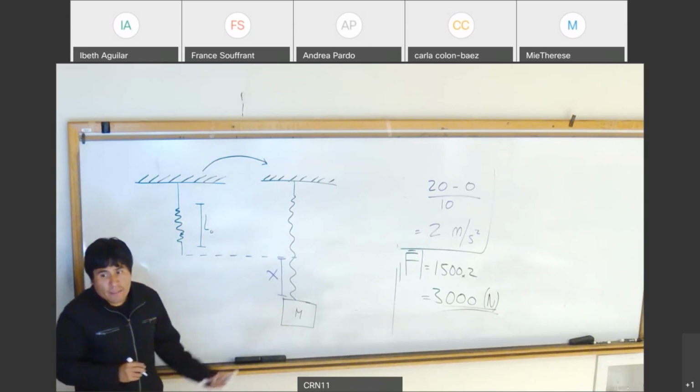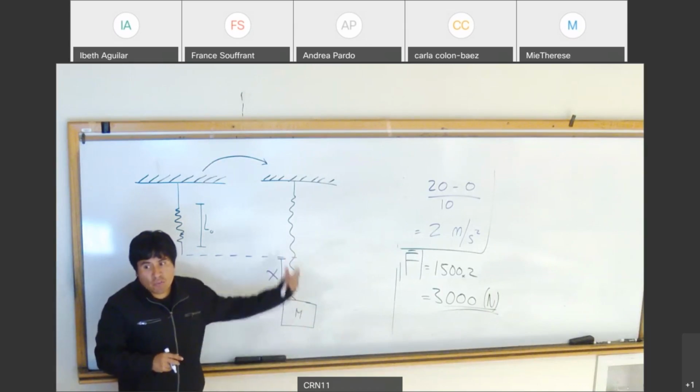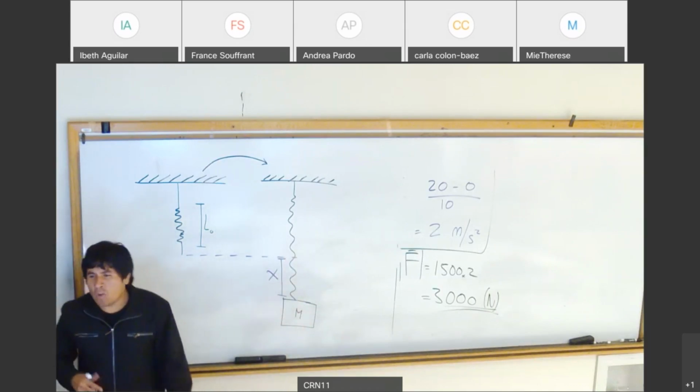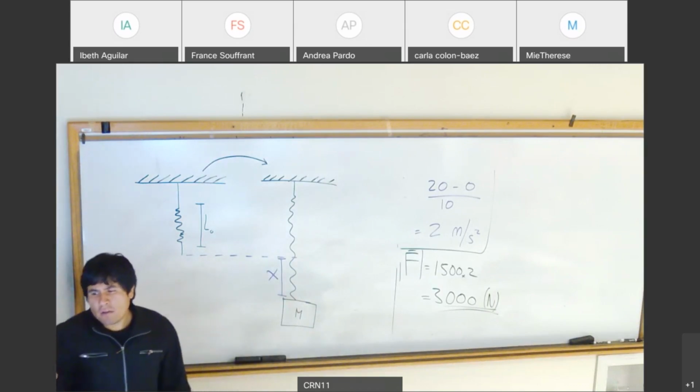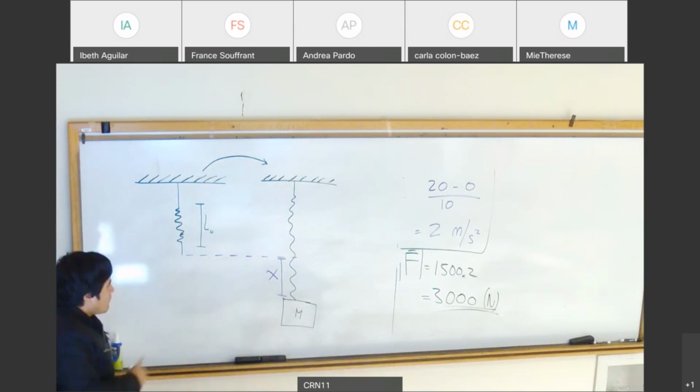It's not moving. Then I can pull it down and then the object will start doing this. That's simple harmonic motion. All right? Oscillatory motion, wave motion. All right? It has a period. But for now, it's static.